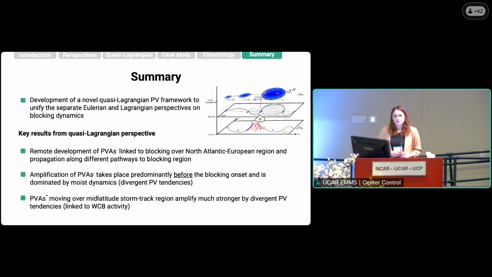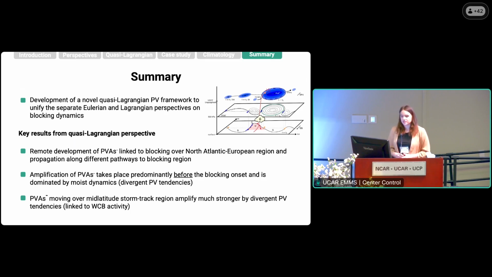So this brings me to the summary. We developed a novel quasi-Lagrangian PV framework to unify the separate Eulerian and Lagrangian perspectives on blocking dynamics. And I showed you some key results from this quasi-Lagrangian perspective using blocked weather regimes. What we find is that there's a remote development of PV anomalies linked to blocking over the North Atlantic European region, and the propagation along the different pathways, the upstream and the retrogression part.